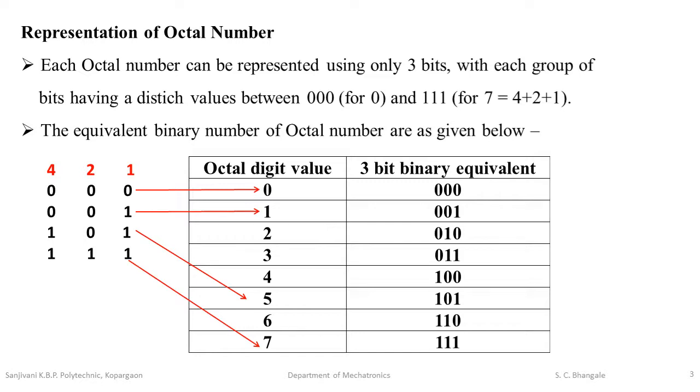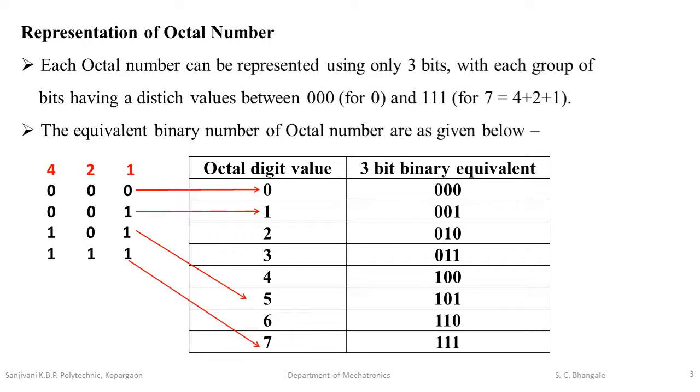Okay. Similarly, suppose we have to calculate the equivalent binary number for octal digit 5. How will it come to 5? If we make the addition, 4 plus 1 is 5. So put 1 below 4, 1 for the 1, and 0 for the 2. So the number is 101.